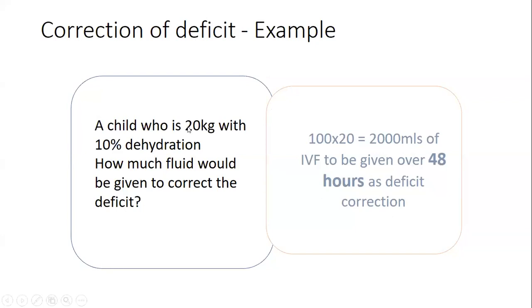So example 2, a child who is 10 kgs, 10% dehydration. So it will be 10 times 10, times 10. So it will be 1,000 mLs of IV fluids.